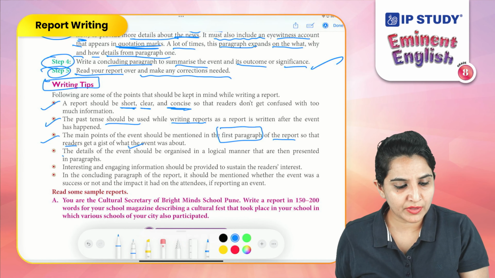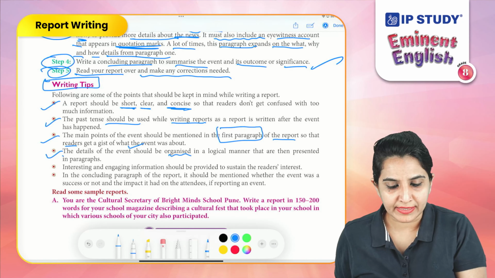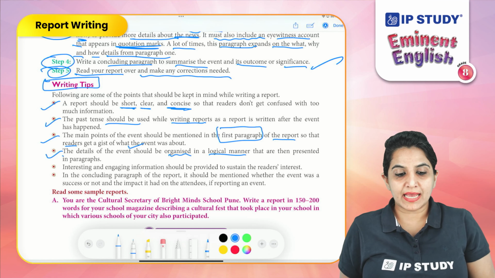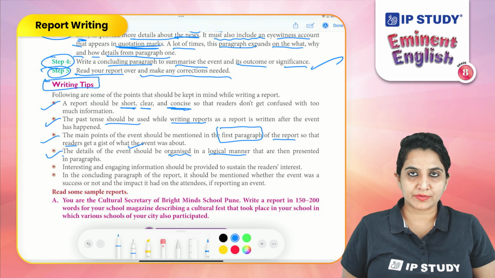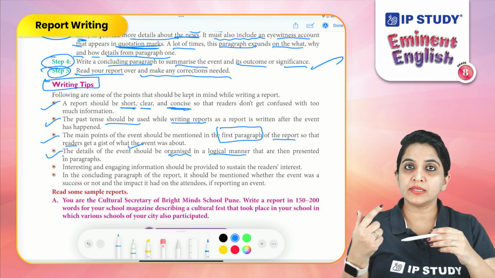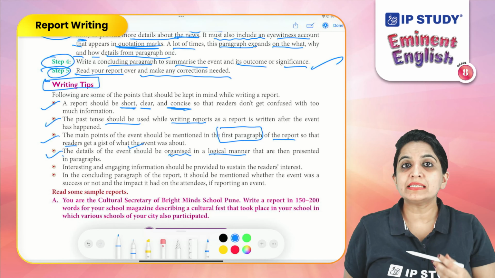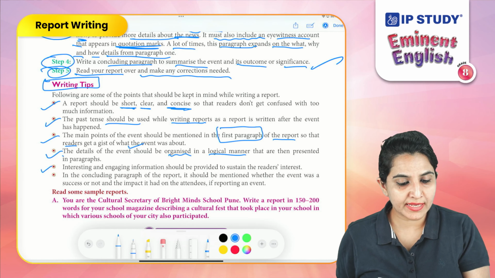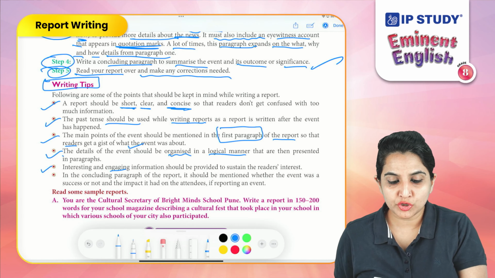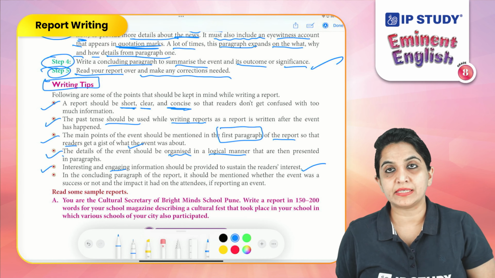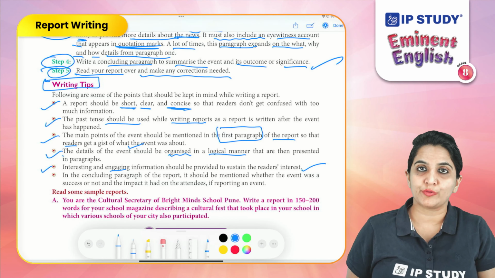The details of the event should be organized in a logical manner and then presented in paragraphs. It should follow a logical flow or a logical sequence. Interesting and engaging information should be provided to sustain the reader's interest. It should not be boring for them.